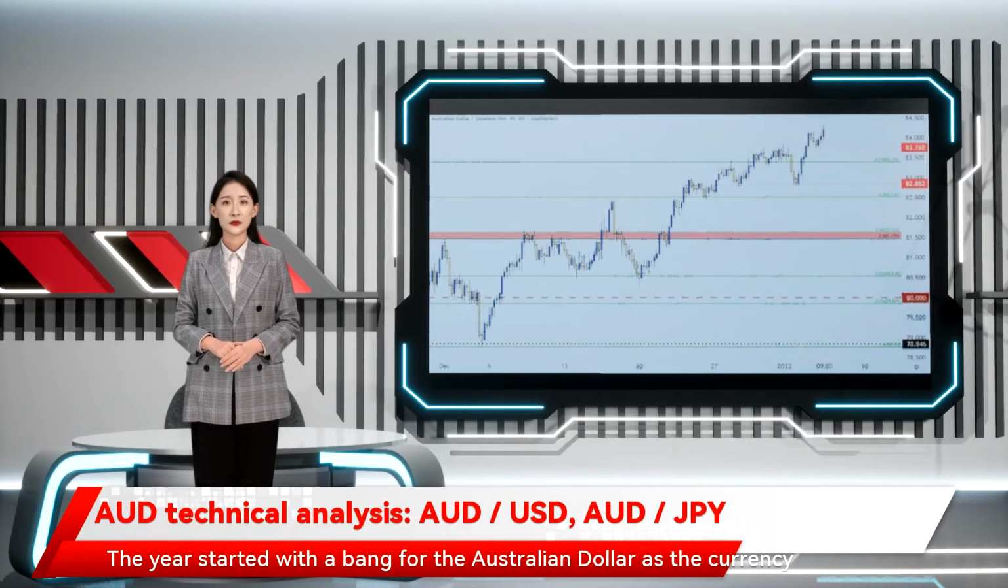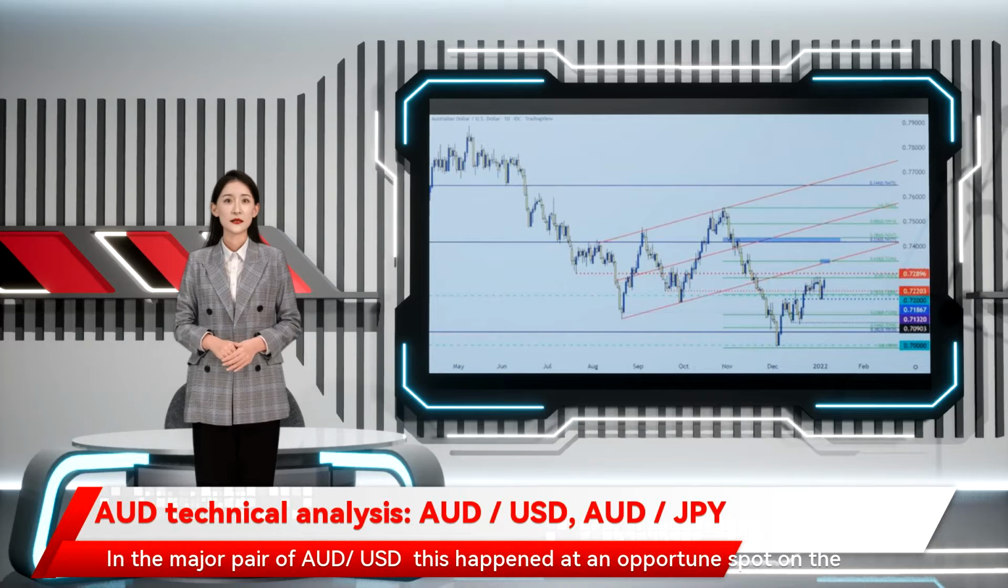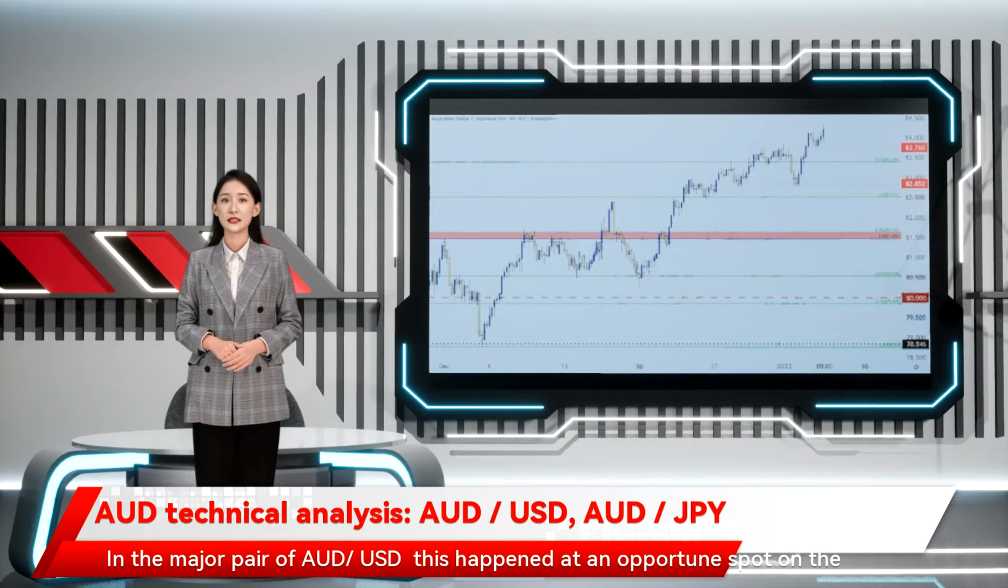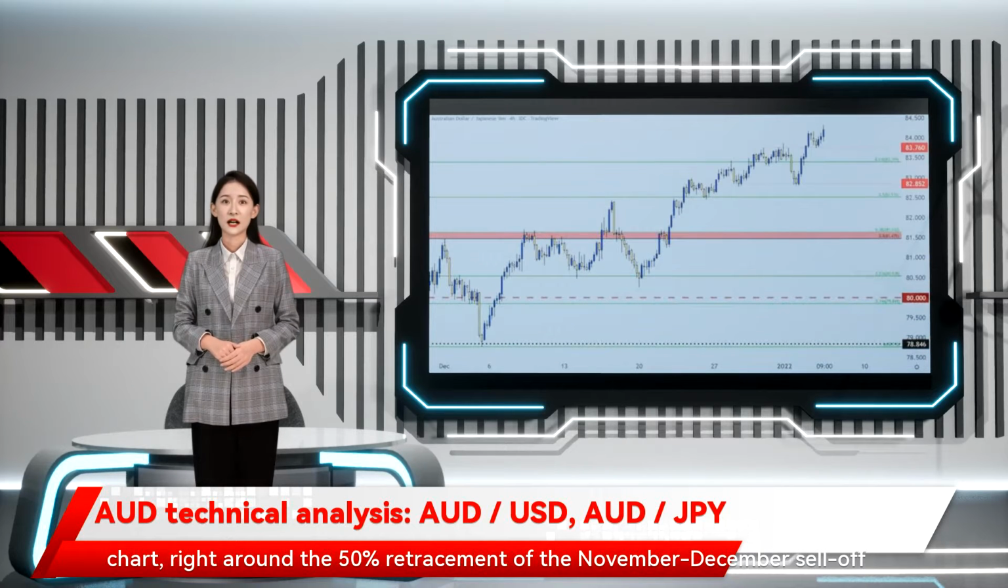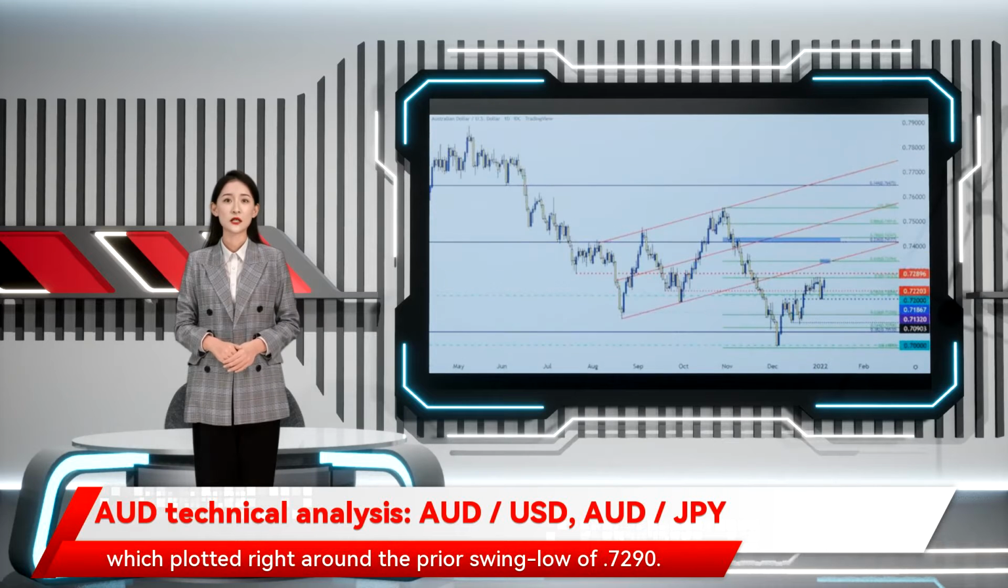The year started with a bang for the Australian dollar as the currency put in a one-sided move on Monday, the first trading day of 2022. In the major pair of AUD/USD, this happened at an opportune spot on the chart, right around the 50% retracement of the November-December sell-off, which plotted right around the prior swing low of 0.7290.